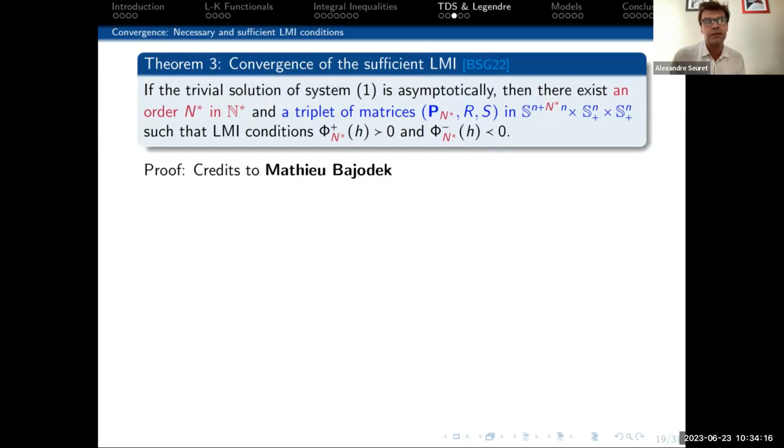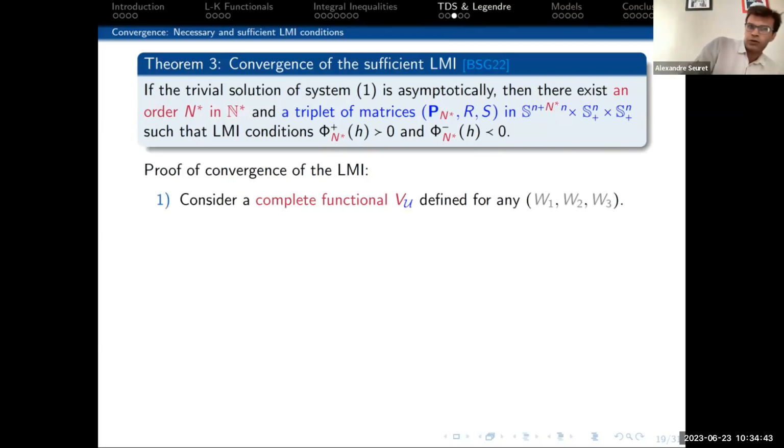We say that if the time delay system is asymptotically stable for a given delay, then we have a proof that there exists an order n star and a solution to the LMIs, so to the decision variable, so Pn are in S, such that the LMI conditions are verified. I will just discuss the proof. The proof is very technical, but I just give you the sketch of it.